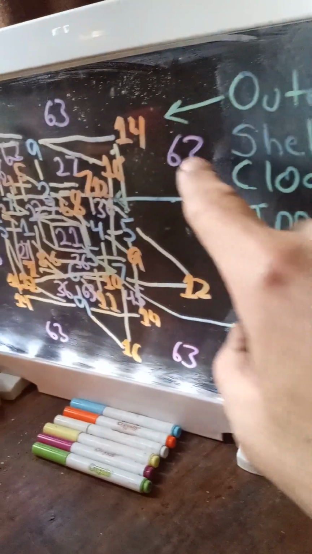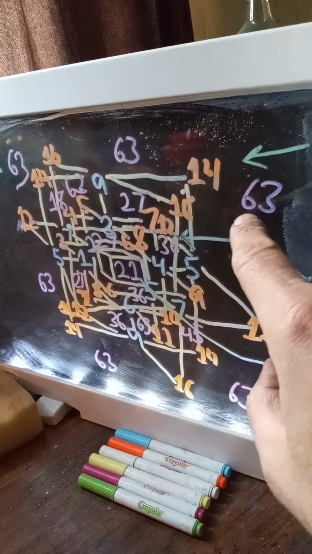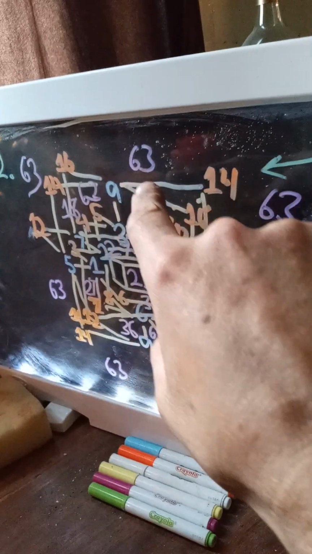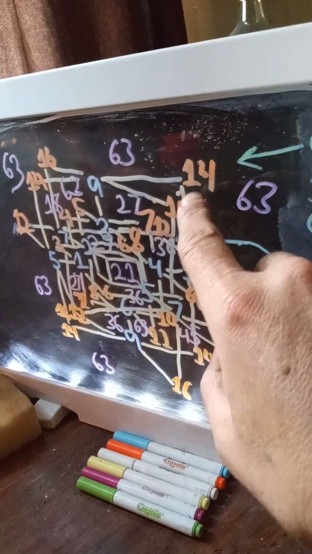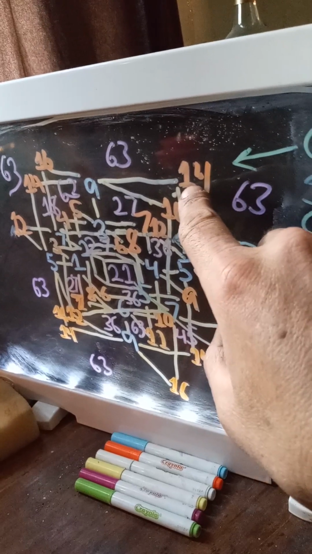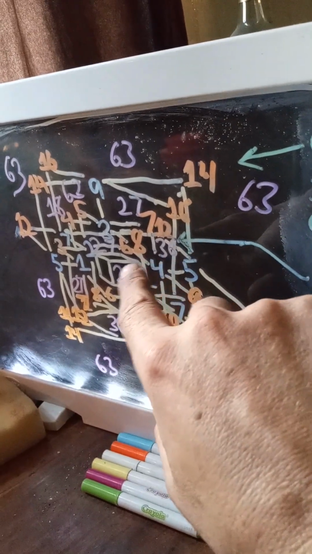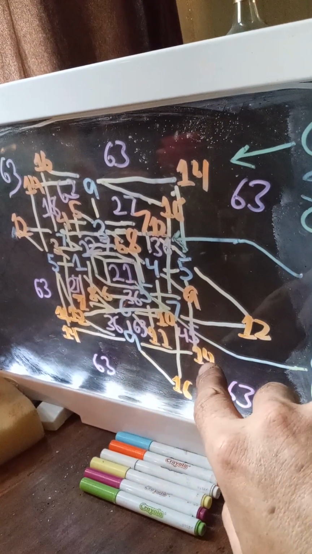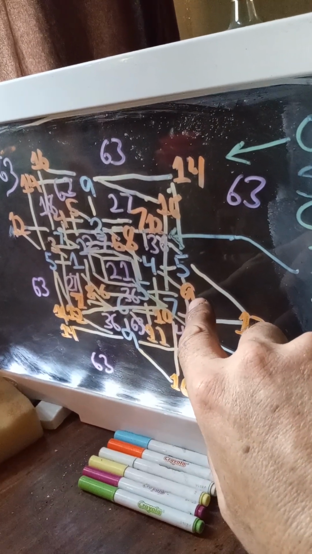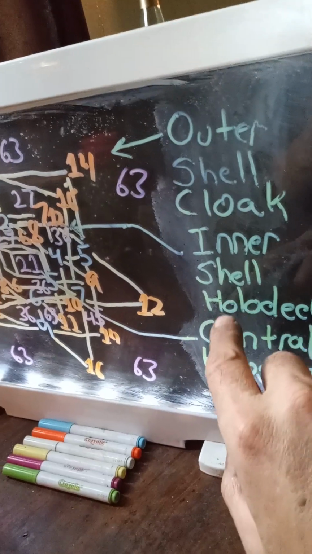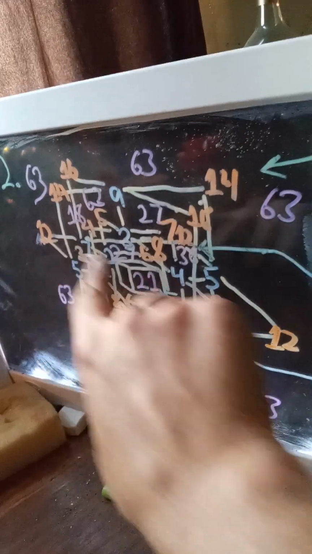The outer shell cloak is the outer ghost numbers. And it's not just these outer ghost numbers here on the corners. They just haven't been there until I discovered them. It's also the edge numbers, like 14 over here, 16 over here, and 12 right here, because 9 right here in the inner hologram, or the inner shell holodeck, 9 over here, 3 over here. There's 12 on both sides.